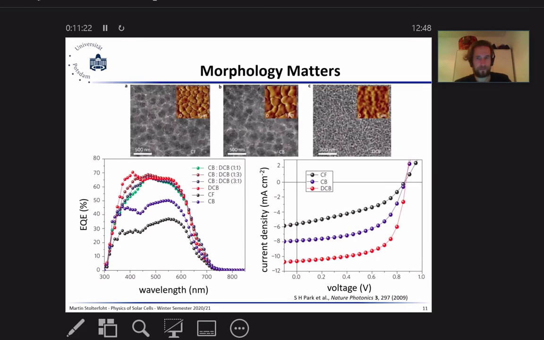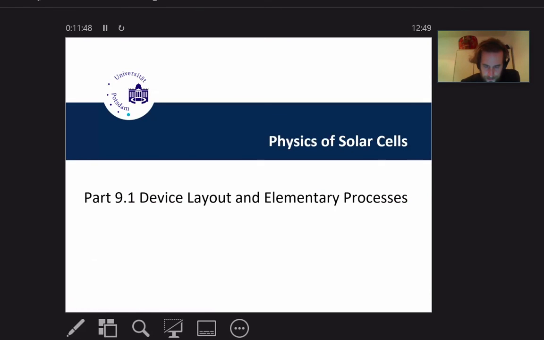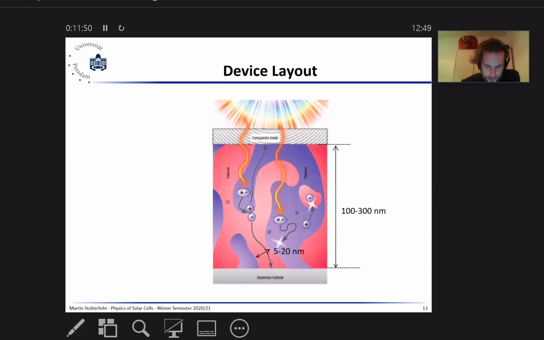All right. So of course, the morphology of this bulk heterojunction determines the efficiency. This morphology is strongly influenced by the solvents, as shown here. You see the external quantum efficiency of such a bulk heterojunction cell. That is not so important. And yeah, so now we are done with the time for today.